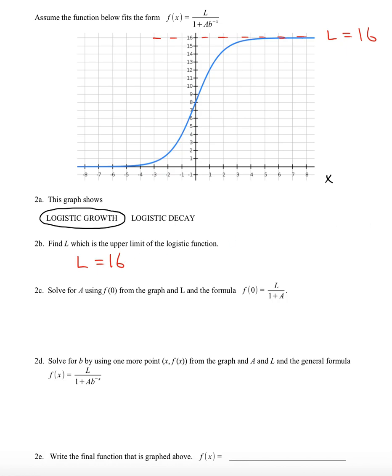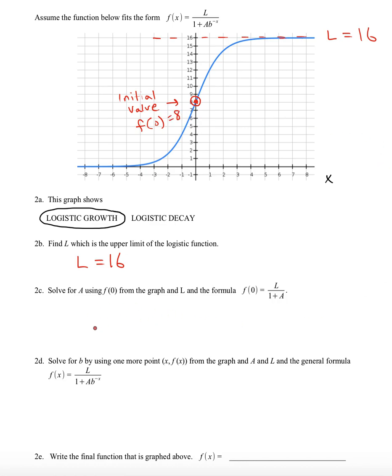Now we hope to reconstruct the function and find its constants from the graph alone. So can we use that formula for the initial value of a logistic function and plug in what we know in order to solve for the constant A, for example? They're talking about this point right here, the initial value, which in this case would be f of 0, and it's 8.